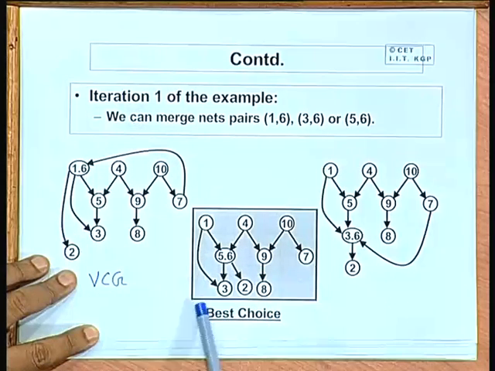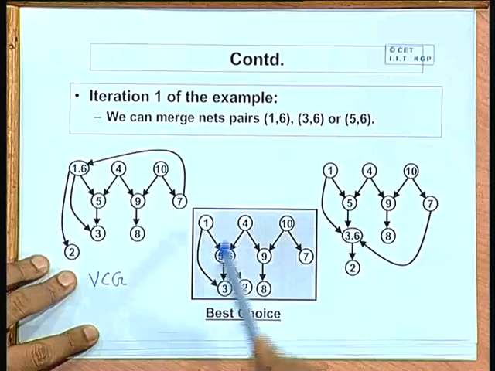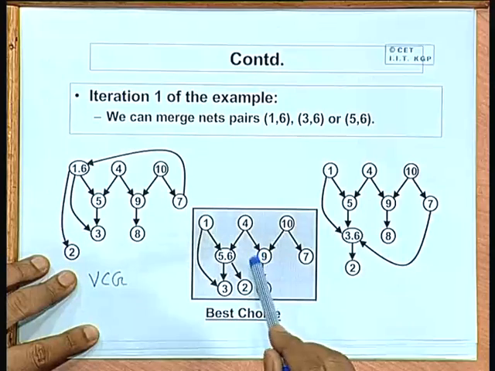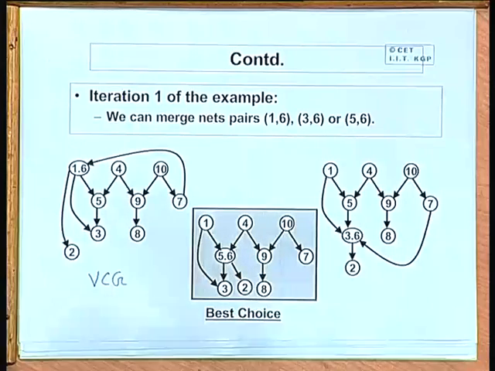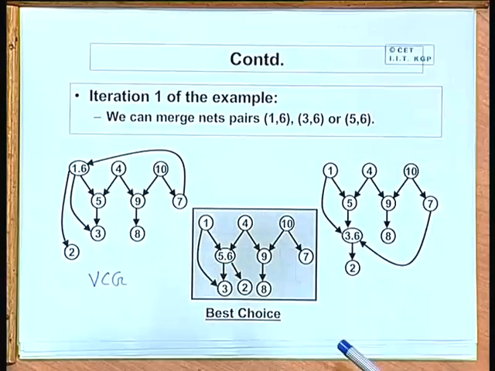So, in the first step of the iteration, we will be merging nodes 5 and 6. Now, after merging, your VCG gets modified to this. Your zone representation also gets modified by merging this 5 6 into a composite net. So, you repeat this process.